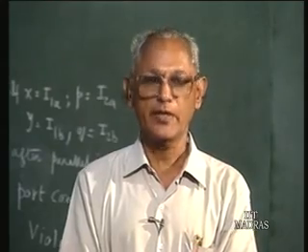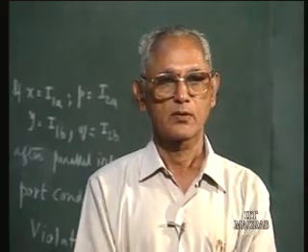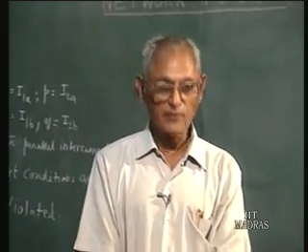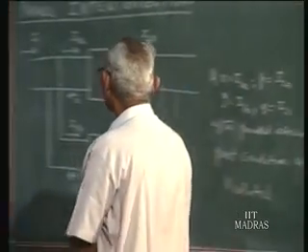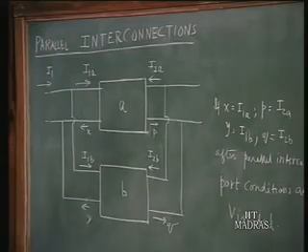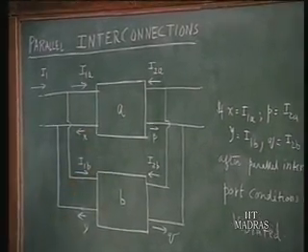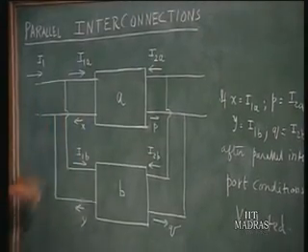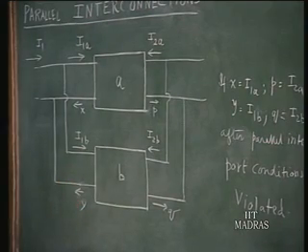It is often convenient for us to analyze a complicated two-port network as the interconnection of simpler two-port networks. For example, I may have a complicated two-port network which can be thought of as the interconnection of two-port networks A and B. Or put it another way, let us say there is a two-port network A which is connected to a two-port network B in this fashion.